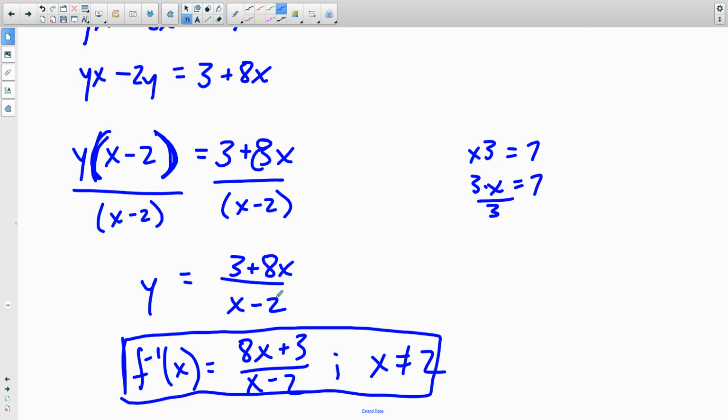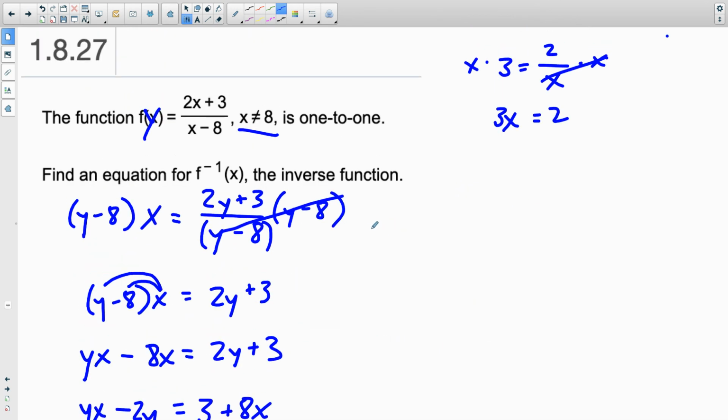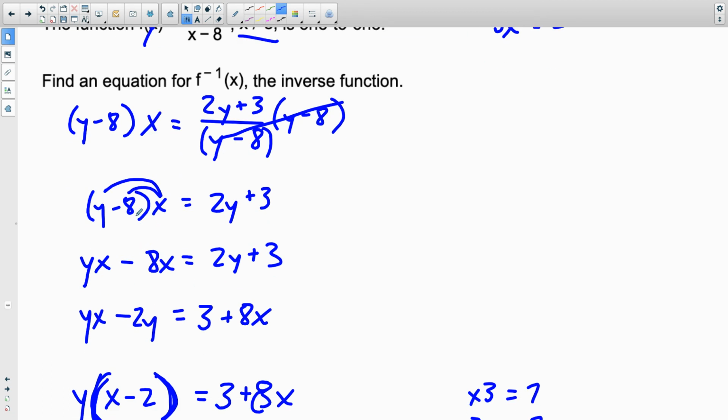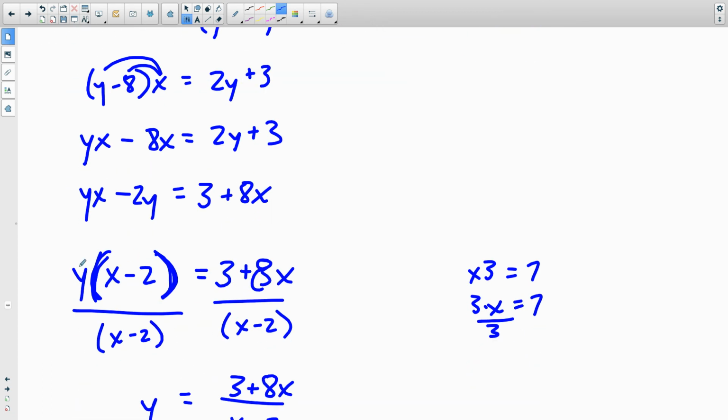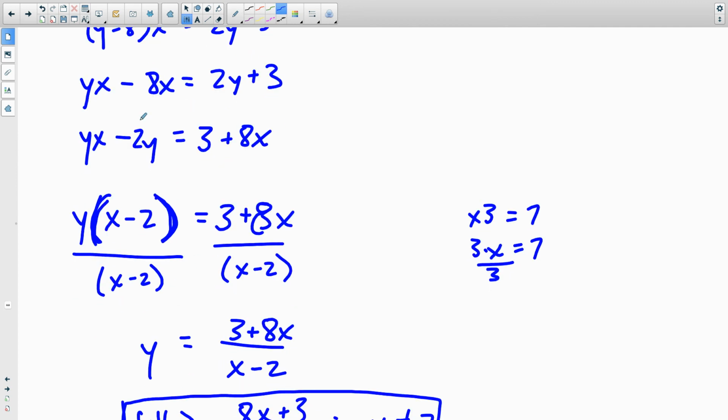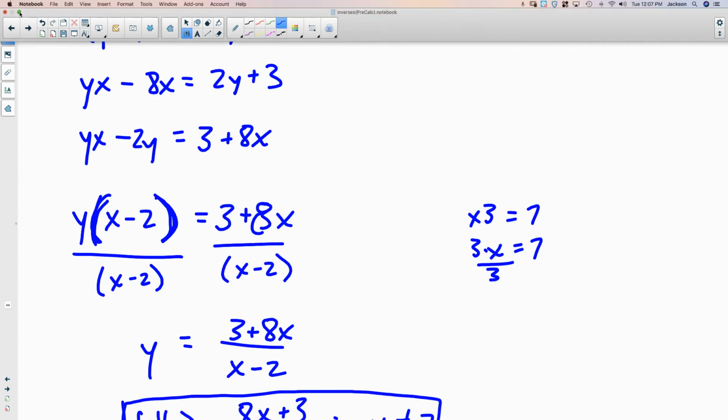So again, it's a matter of trying to get y by itself and having to go backwards before we go forwards: clearing the fraction by multiplying on both sides, distributing, then factoring out the y, and then dividing by that term that's next to it. Okay? Hope that makes sense for you.